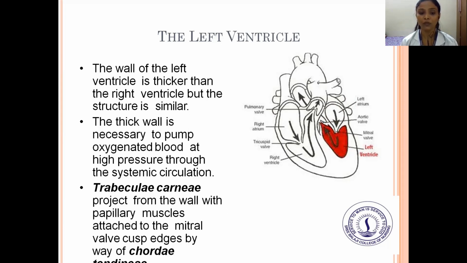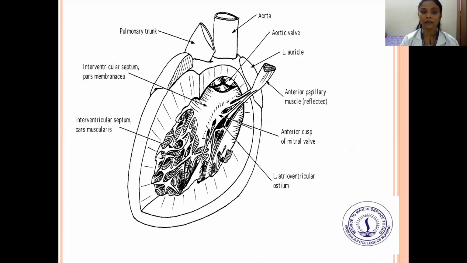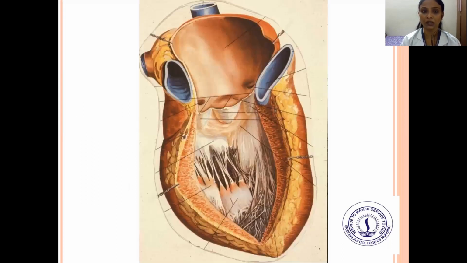Trabeculae carneae project from the wall, with the papillary muscles attached to the mitral valve cusp edges by way of chordae tendineae. The vestibule is a smooth-walled part of the left ventricle which is located below the aortic arch. So you can see the aortic valve, aorta, anterior papillary muscle, left atrioventricular ostium. All this can be seen with the pulmonary trunk. So here is the other section of the heart, which shows the left side, left ventricle.